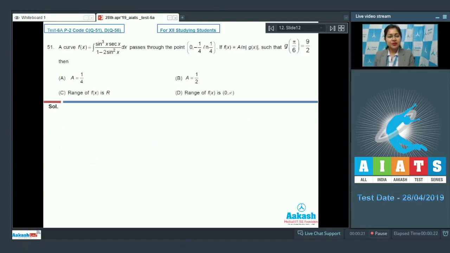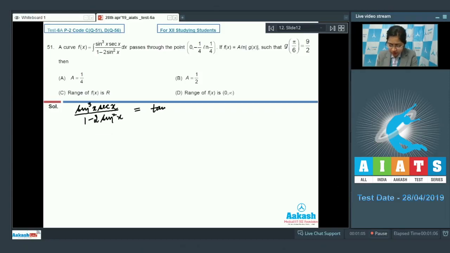Next is question number 51, which says that a curve f(x) equal to integral sine cube x into secant x upon 1 minus 2 sine square x passes through the point (0, this one), and f(x) is given to be equal to a into ln of modulus of g(x) such that g of pi by 6 is 9 by 2. Then we have to find the range of f(x) and we have to find the value of a. Now, here firstly, let's take up the term sine cube x into secant x upon 1 minus 2 into sine square x. So let us firstly solve it.